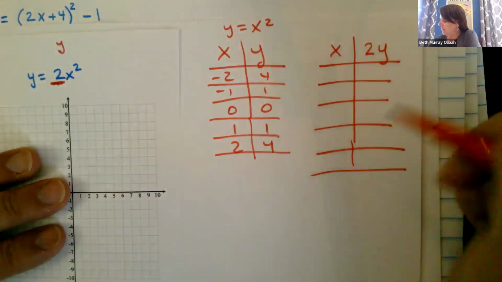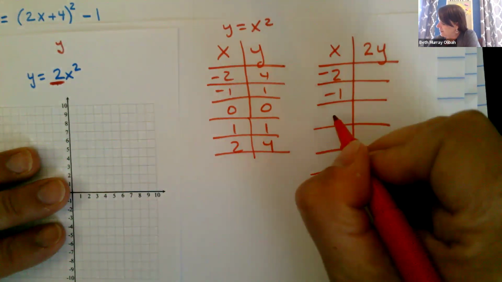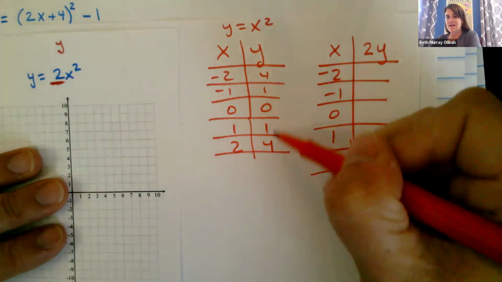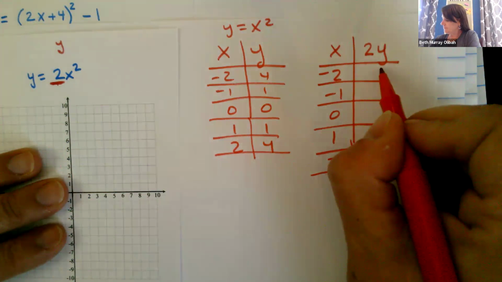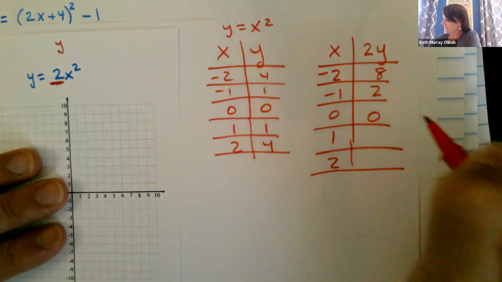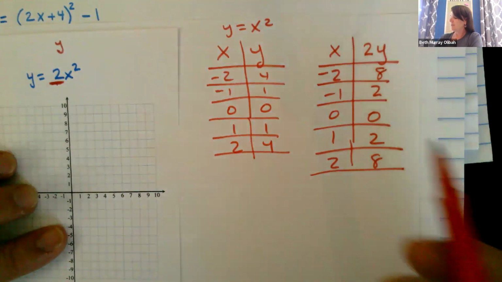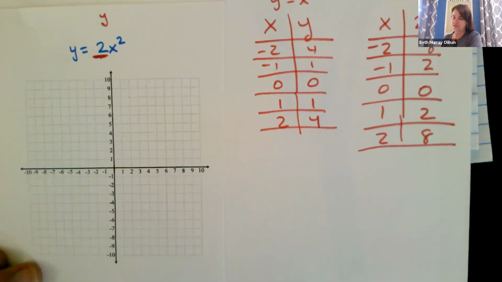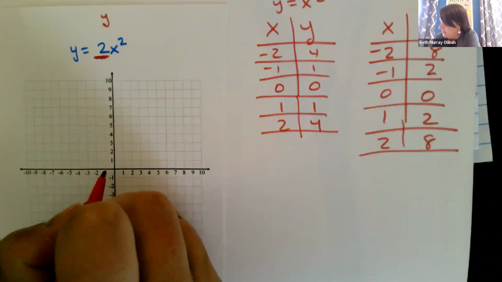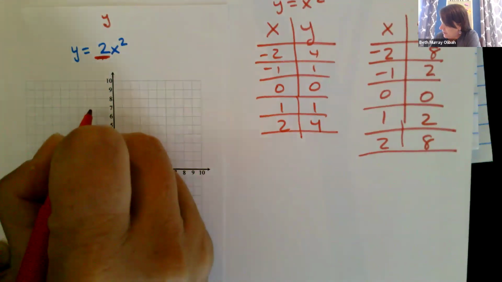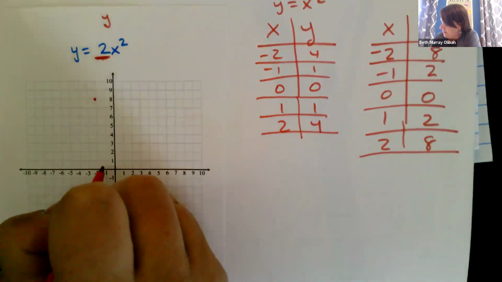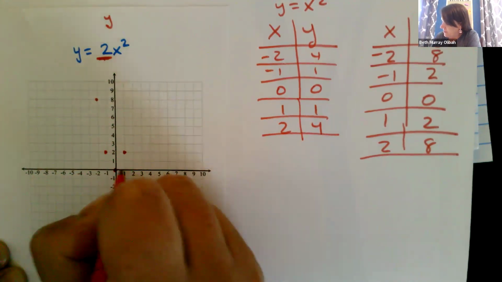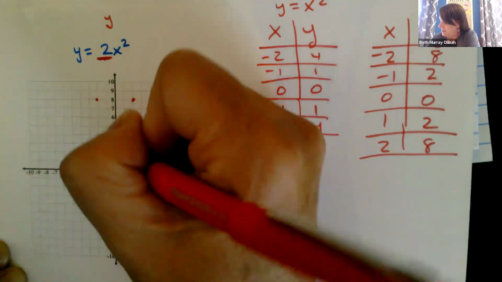So in this problem, all the x's should stay the same, but all of the y points that I had, I should multiply by 2. So if you do that, that will take care of whatever transformations have happened. So -2, 8, -1, 2, 0, 0, 1, 2, and 2, 8.